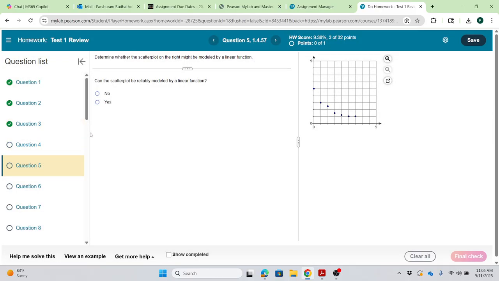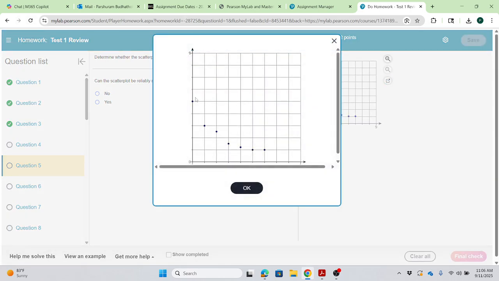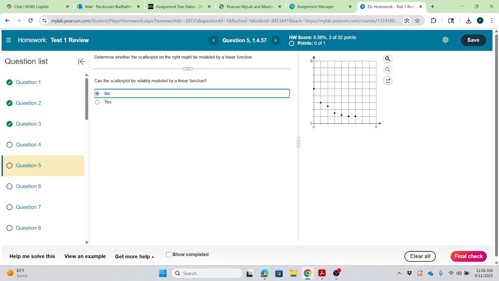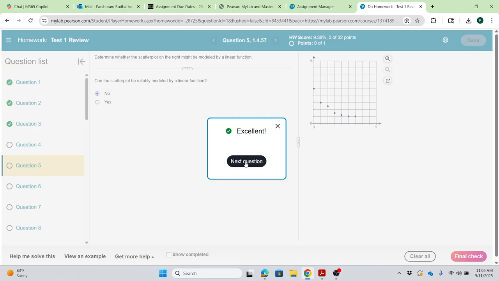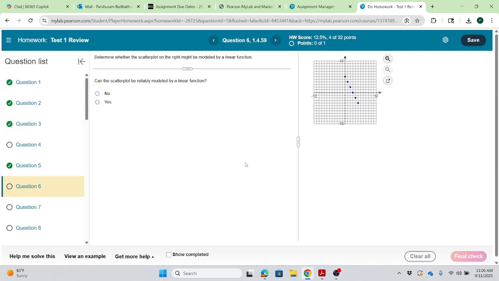Determine whether the scatter plot on the right might be modeled by a linear function. So is this a linear function? No, because as you can see here, if you try to plot a graph, it does not look linear; it looks like some kind of curve. So it's not, no. It's supposed to be a straight line. Like here, if you try to join them, then the model is like a linear function because it's a straight line.